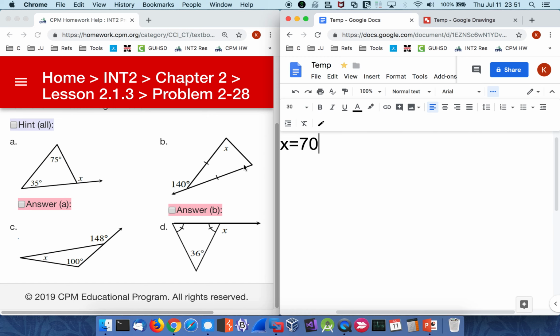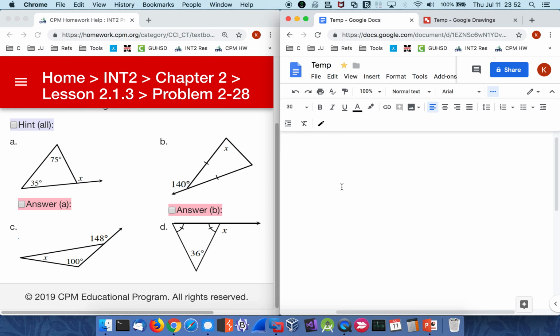So this x is 70, this x is 70. And then the remaining angle will be 60. Is that right? 70, 70, that's 140. No, this angle will be 40, which makes sense, because 140 plus 40 is going to be 180, and these are on a straight line. So there you go. Okay, so that's B.